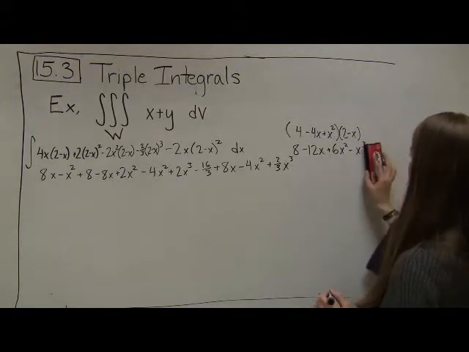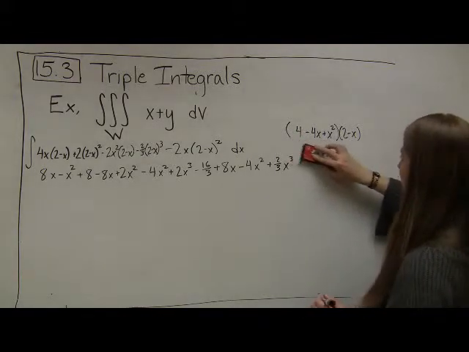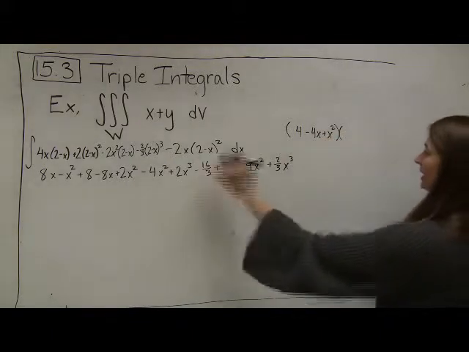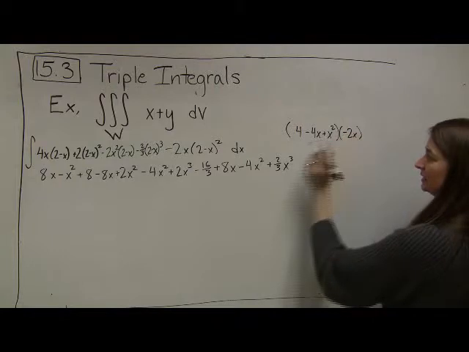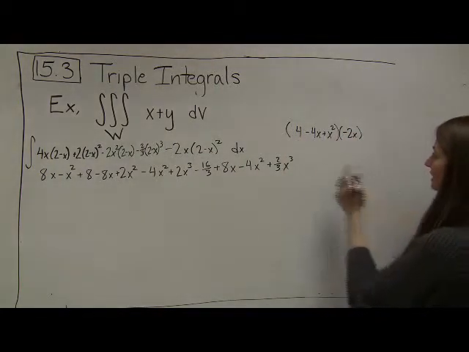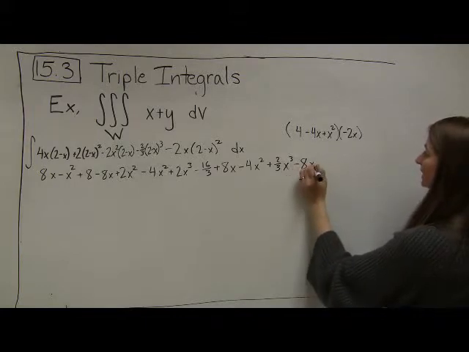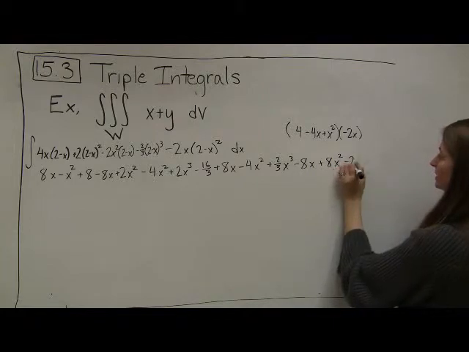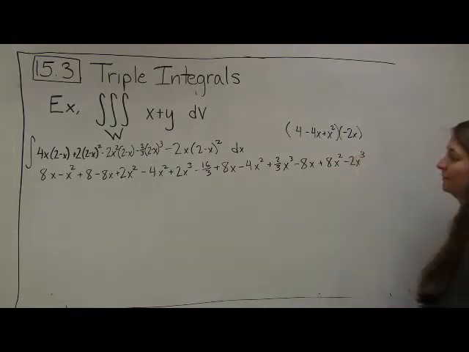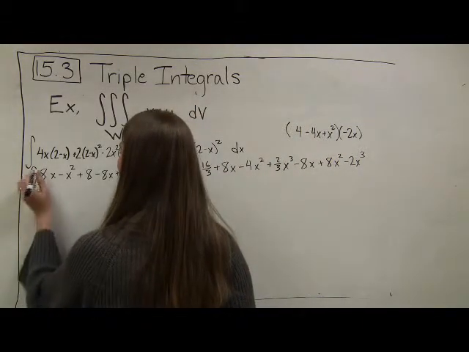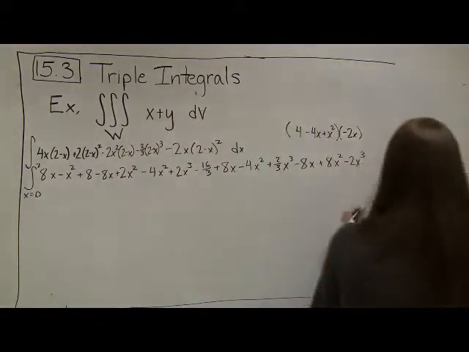We're almost done. This is my scratch work again on the side. I have negative 2x times 2 minus x squared. This is my 2 minus x squared term. So this becomes minus 8x plus 8x squared minus 2x cubed. Phew! Now we're going to integrate this as x's go from 0 to 2 dx.